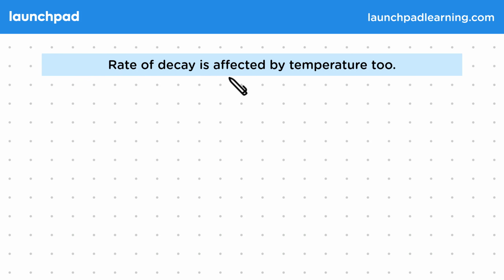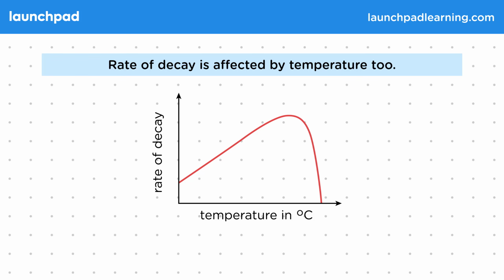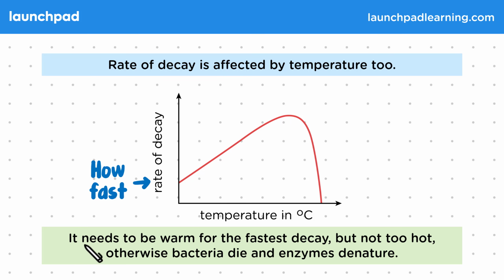Rate of decay is affected by temperature too. This is a graph showing the rate of decay at different temperatures. Remember that rate refers to how fast something happens. Moving across the x-axis, we see increasing temperature, and the y-axis shows how fast decay occurs, with the fastest rate being at the highest point on the graph. It needs to be warm for the fastest decay, but not too hot, otherwise bacteria die and enzymes denature.